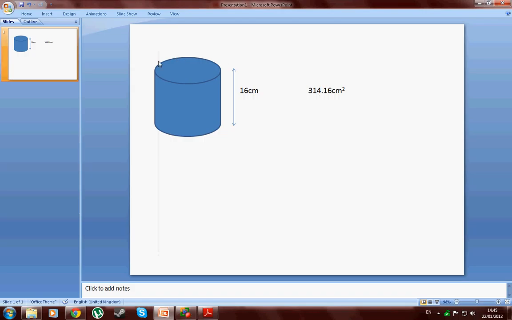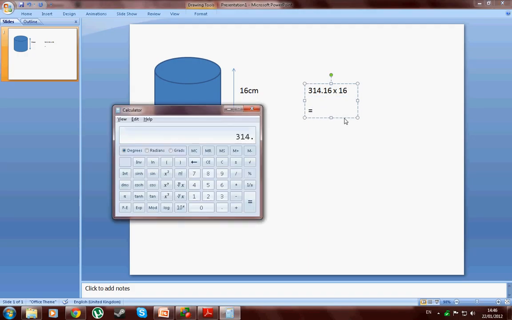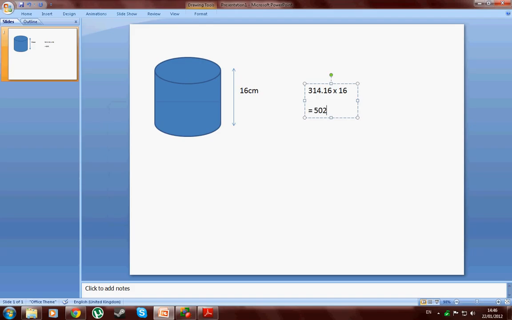So it means that this area of 314.16 goes down 16 units worth. So what we're actually going to do is 314.16 times 16, which gives us, unfortunately I can't figure that out off the top of my head, 5026.56 centimeters cubed because it's volume. And that's how you do that.